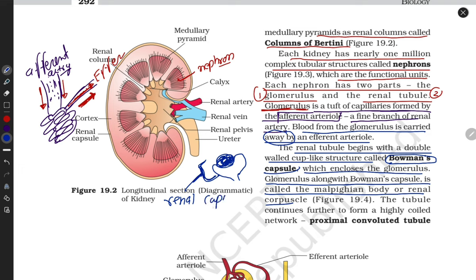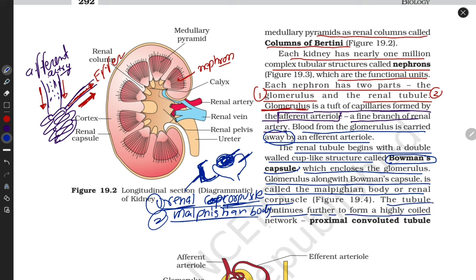And corpuscles. Another name is Malpighian body. Glomerulus and Bowman's capsule are commonly called a renal corpuscle, and second, the Malpighian body. The tubule continues further to form a highly coiled network, the proximal convoluted tubule, because it is near to Bowman's capsule. It is highly coiled, which is useful for increasing the absorption area.